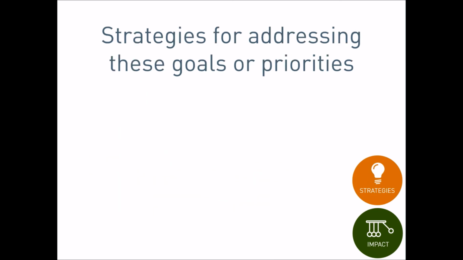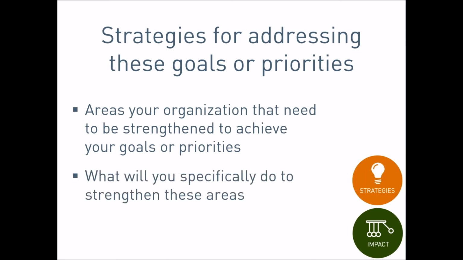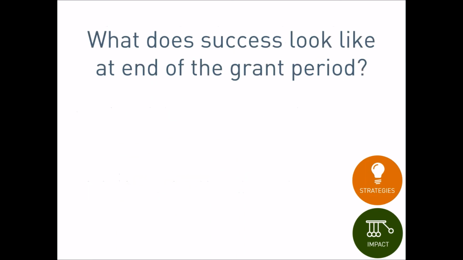The next question asks you to outline the strategies you'll undertake to address the goals or priorities you just identified in the previous question. Think about the areas of your organization that need to be strengthened to achieve those goals or priorities. What will you specifically do to strengthen these areas over the grant period?